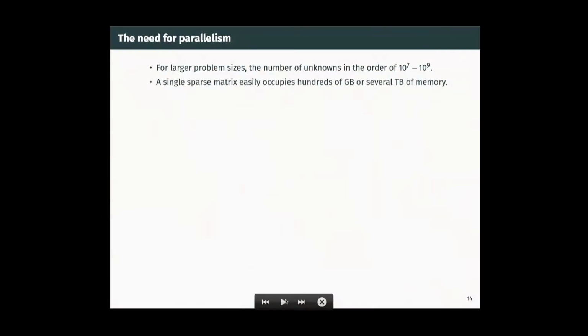So now let me get to the second part of my talk, which is about the efficient implementation of iterative solvers using asynchronous communication. As many of you will know, these linear systems can become very large for large-scale simulations, so we can easily have hundreds of millions or even several billions of unknowns. And in that case, even a single sparse matrix will occupy hundreds of gigabytes or even terabytes of memory. So we need to distribute it over many computational nodes of our cluster.